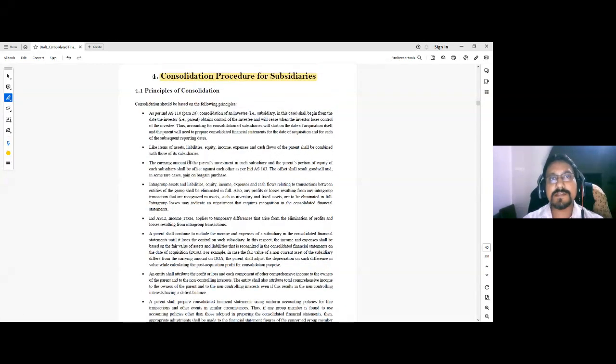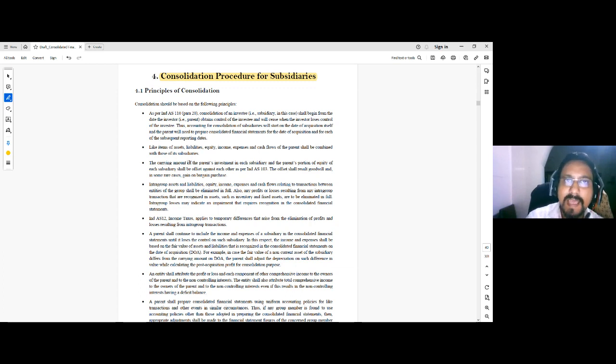Now, what does it say regarding consolidation? As per Ind AS 110, paragraph 20, consolidation of an investee. Investee means the company in which I have made the investment. Consolidation of an investee, which can be a subsidiary in our case, shall begin from the date the investor obtains control of the investee and will cease when the investor loses control of the investee. That is the date from which I am able to control the other entity. On that date, consolidation will start, and consolidation will end when that particular entity is not under my control anymore.